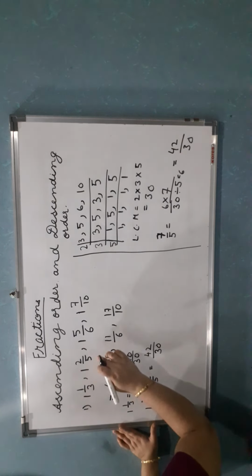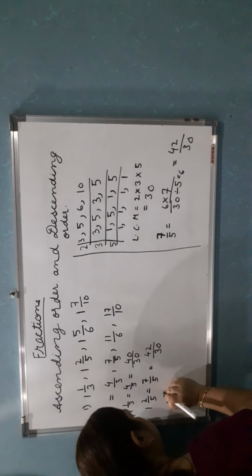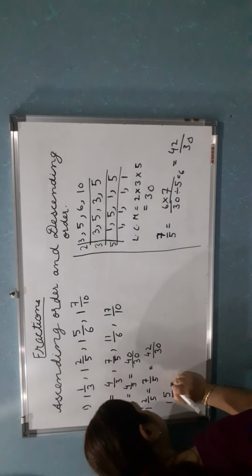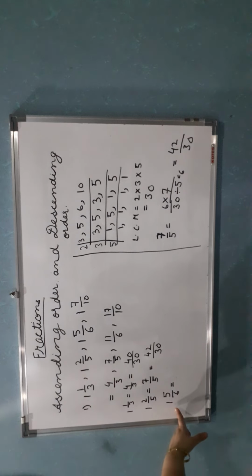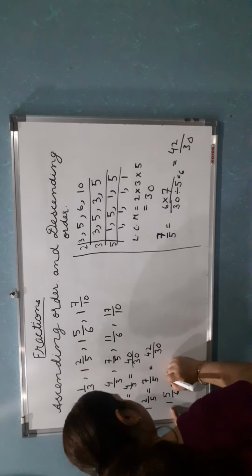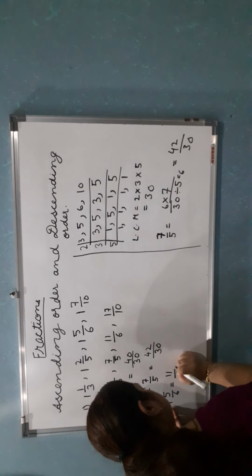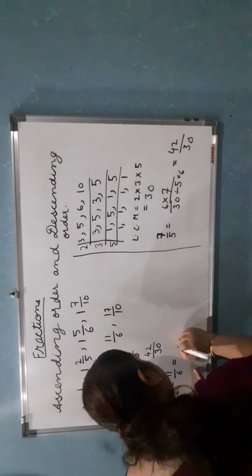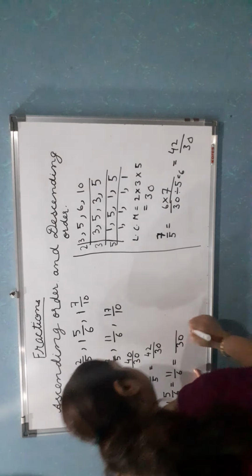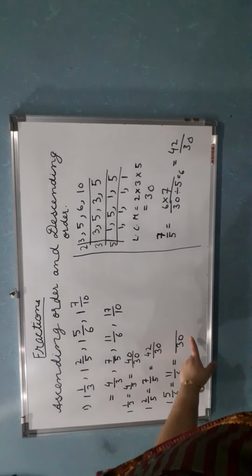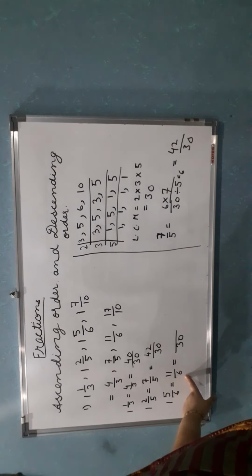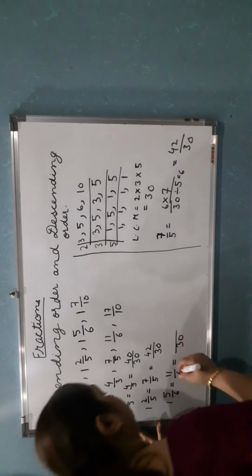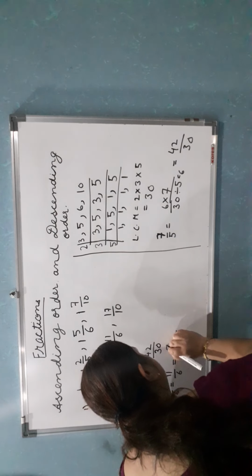Now another one, 1 5 by 6. 1 5 by 6 is 11 by 6. So if our LCM is 30, then 30 divided by 6, how much? 5. So 5 into 11 is 55.